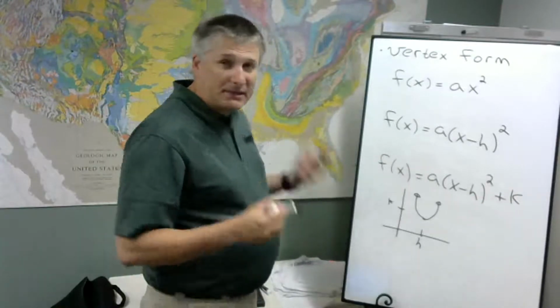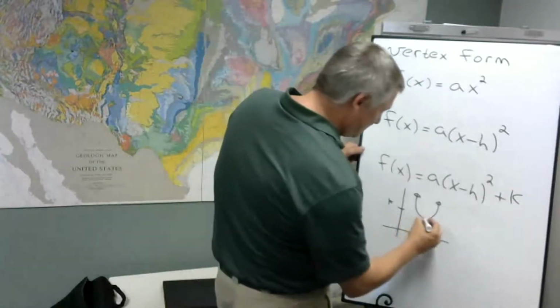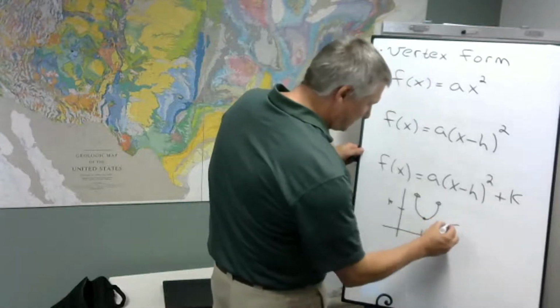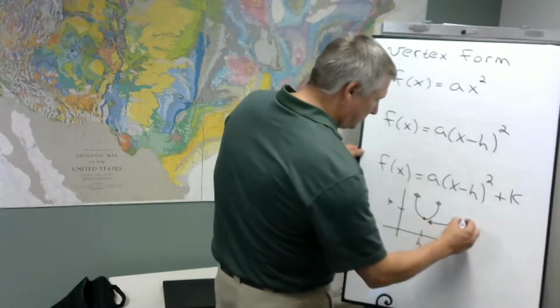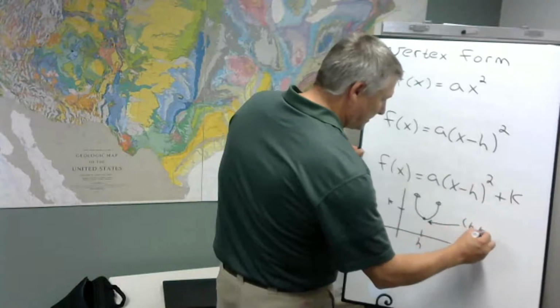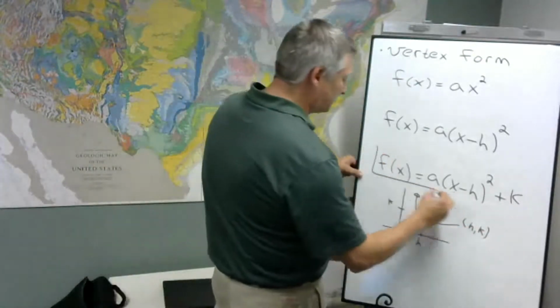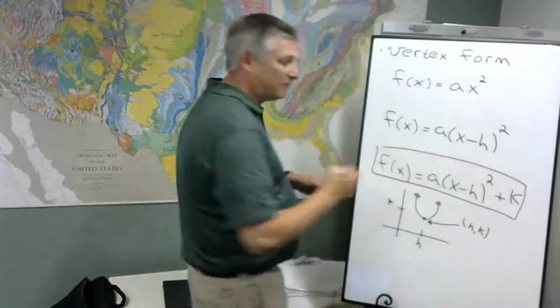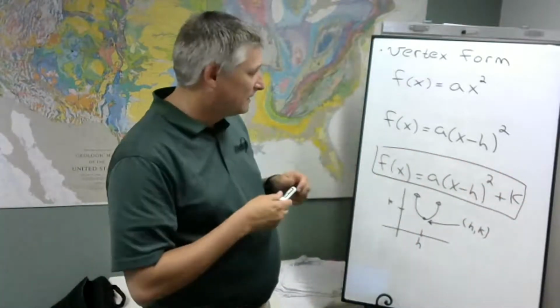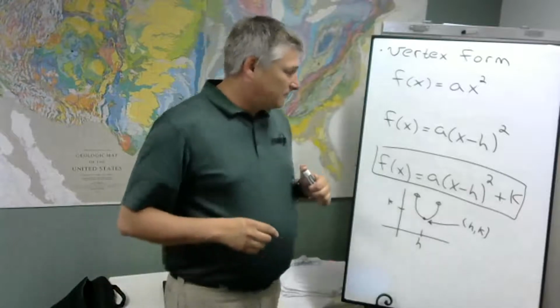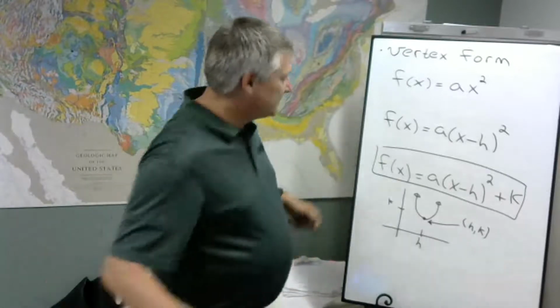So what does this give us? Well, this means this vertex is located at h, comma, k. And so this is the vertex form of our parabola. So, for example, let's say we're going to do this.